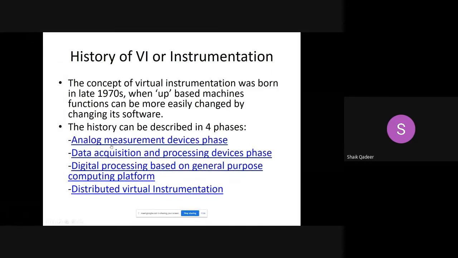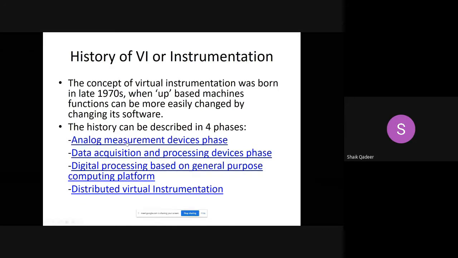Anyhow, these are the four phases of instrumentation. First phase is analog measurement. Second phase is data acquisition and processing devices phase. Third phase is digital processing based on general purpose computing platform. And the last phase is distributed virtual instrumentation. In brief, I will give you information about this. Then in detail, we will see by clicking on each hyperlink.